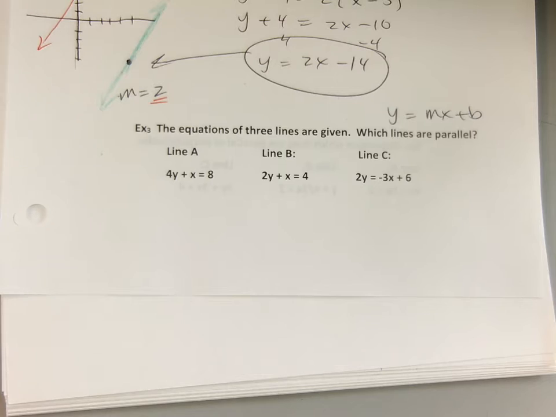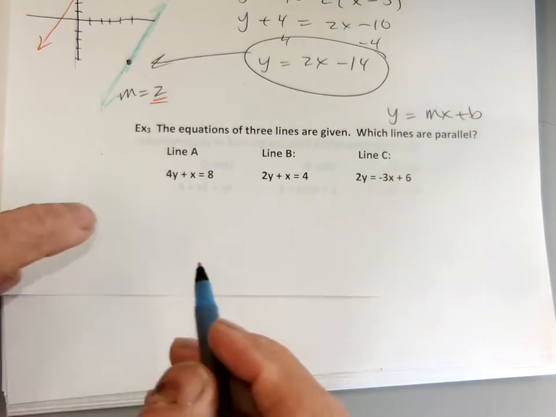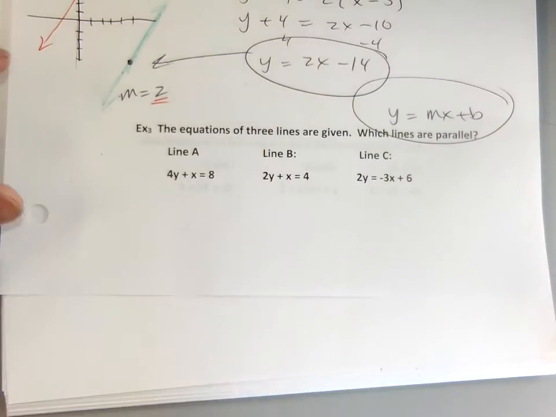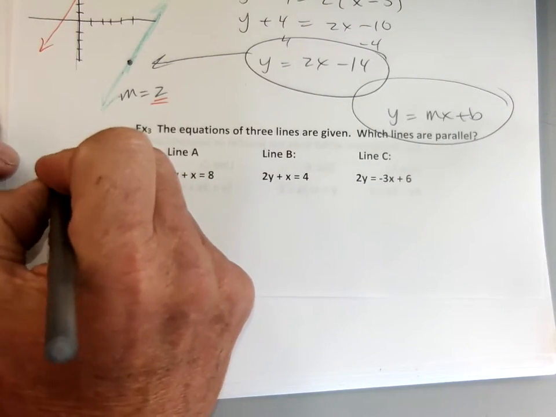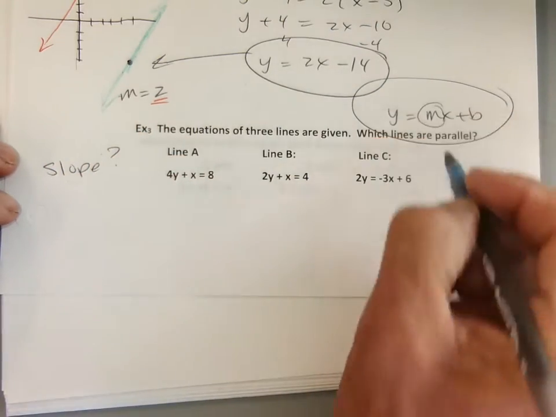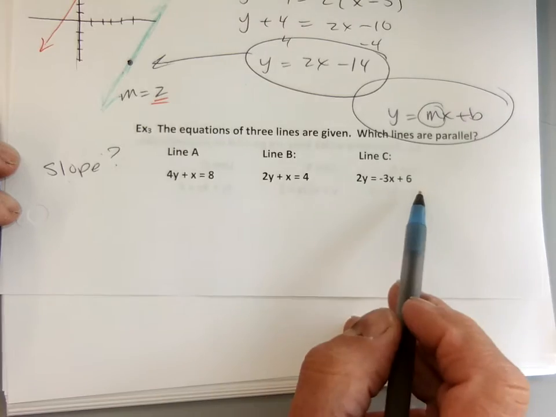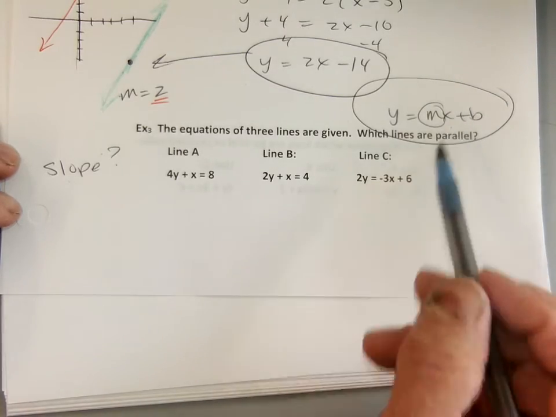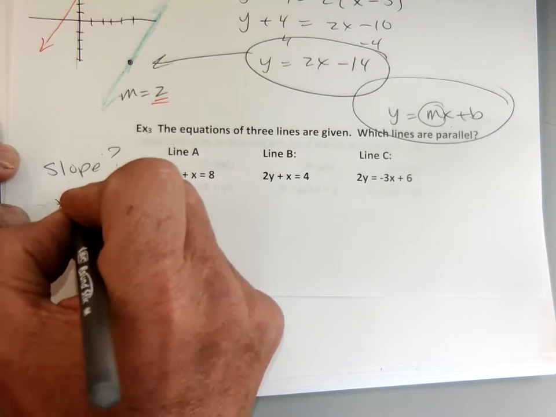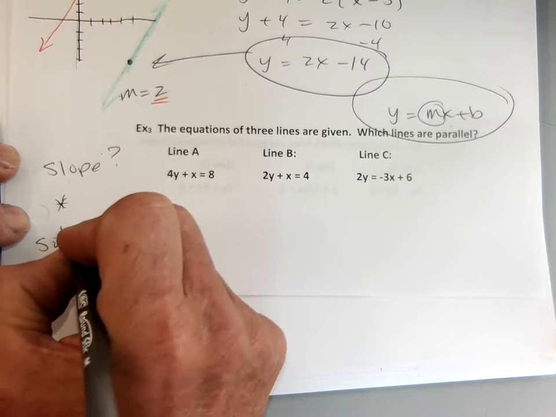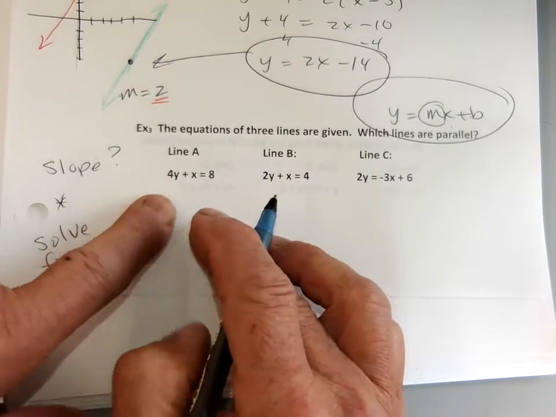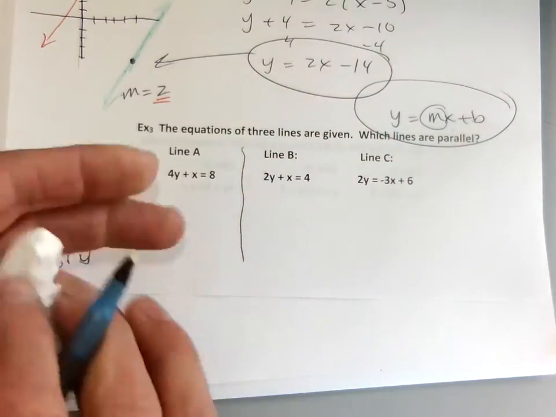All right. So if I need all of these lines to be in the form of y equals mx plus b, I need that because I need to know their slopes. I need to find the slope of all three of these, right? That's why I need the y equals mx plus b. So to get it to y equals mx plus b, let's solve for y on all three of these. Solve for y.